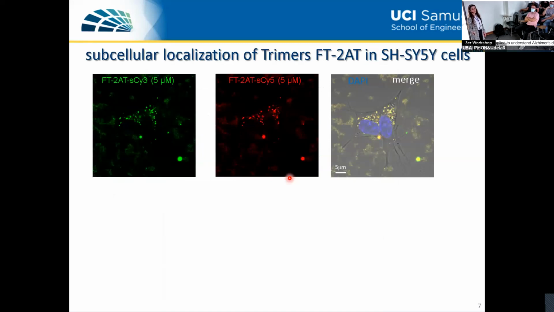the biological model. So first we want to study the subcellular localization of these trimers in these cell lines, the SH-SY5Y cells that are a neuroblastoma cell line. And here we have an image with the trimers fused to Psi3, and here with Psi5, and we can see that they co-localize inside the cell.